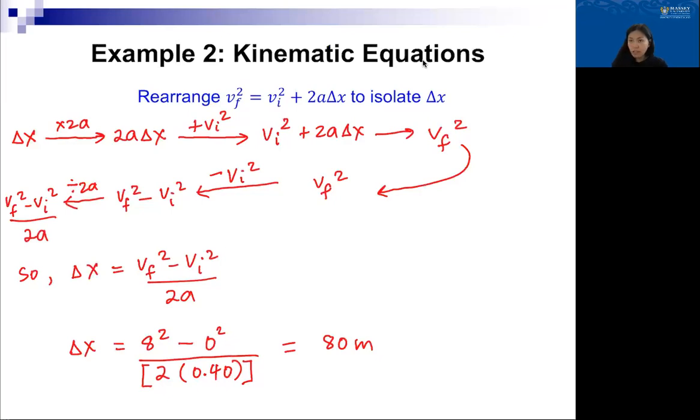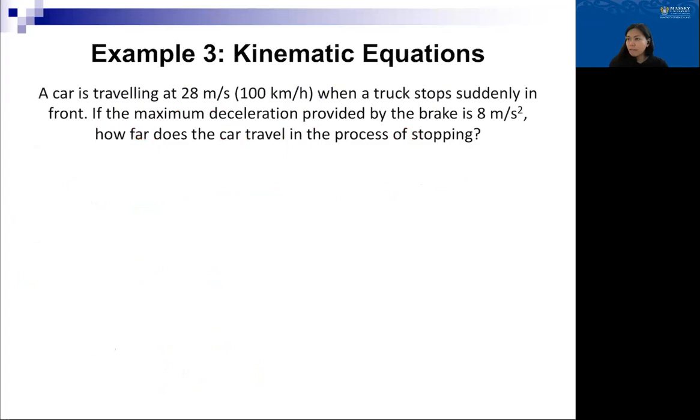All right, I don't see any questions in the chat box. I see some thumbs up. So let's move to this final example. A car is traveling at 28 meters per second. It's about 100 kilometers per hour. When a truck stops suddenly in front, if the maximum deceleration provided by the brake is 8 meters per second squared, how far does the car travel in the process of stopping?